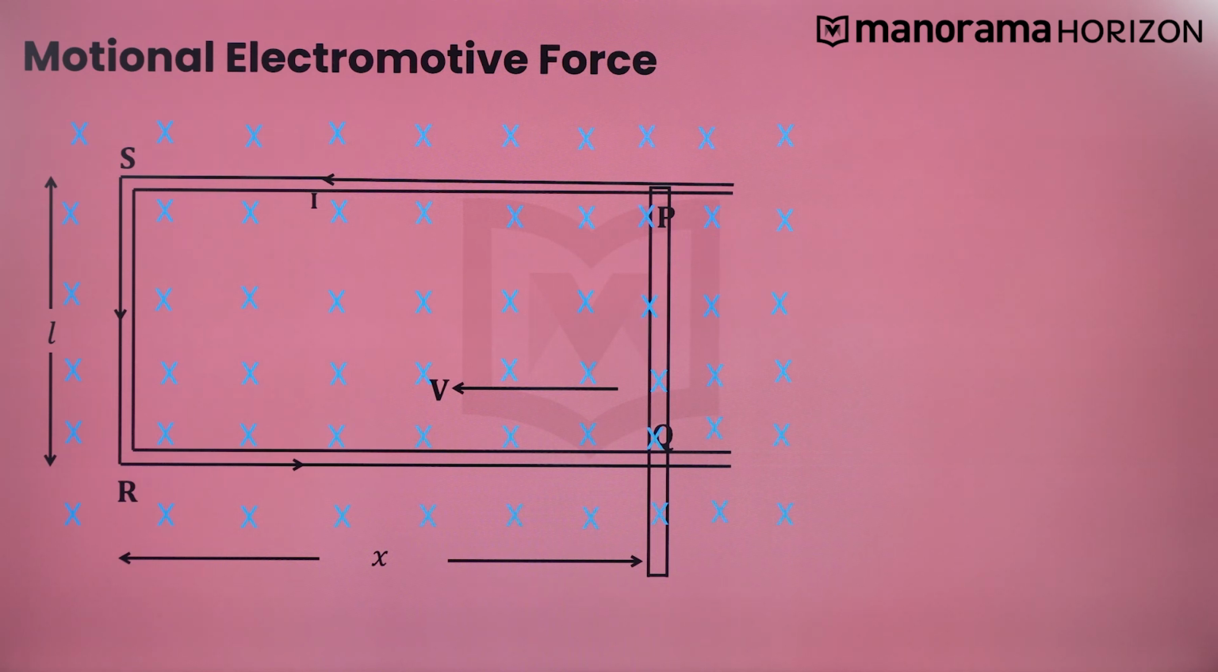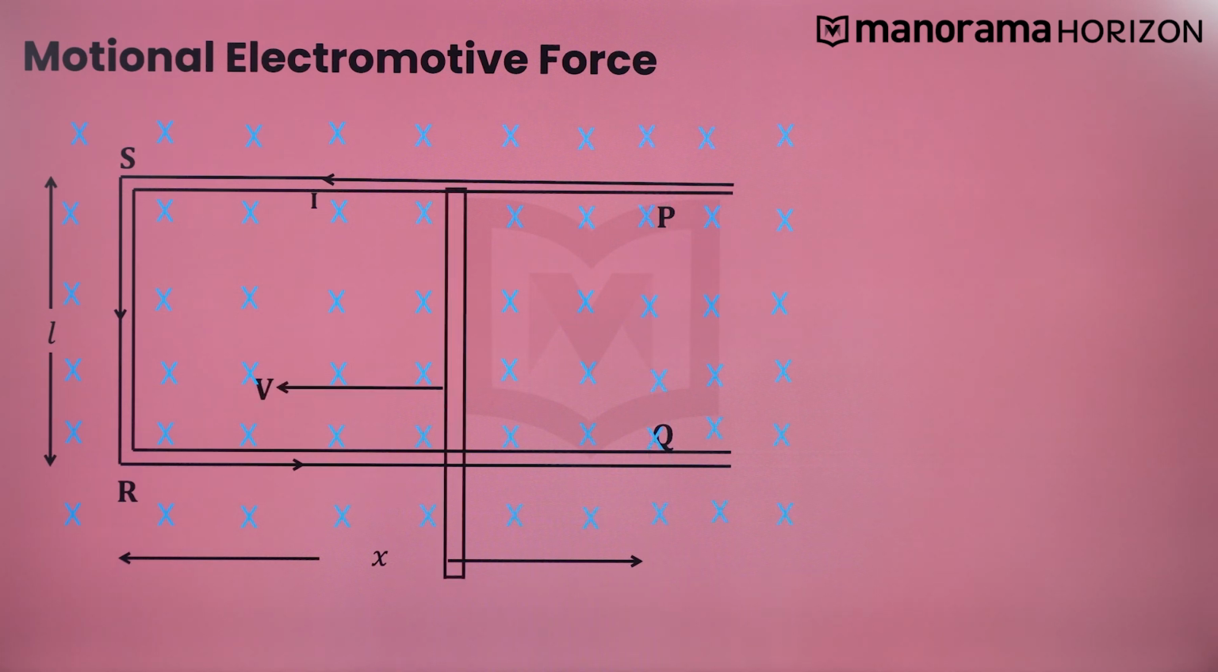Let's say a part of this conductor is movable, that is PQ, and this conductor is moving in a constant magnetic field. Conductor PQ is free to move and is also in contact with the conductor RS. Now, rod PQ is moving to the left with a velocity v, and PQRS forms a closed conductive circuit, and the area inside the circuit changes as PQ is moving.